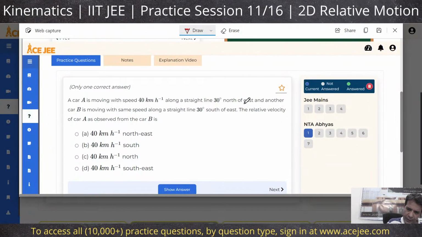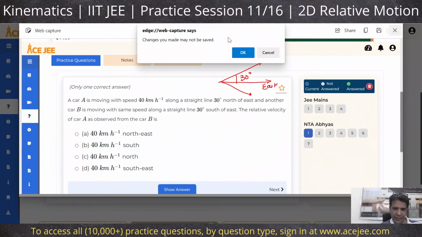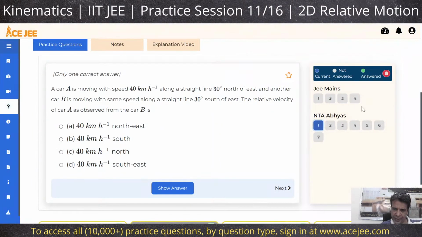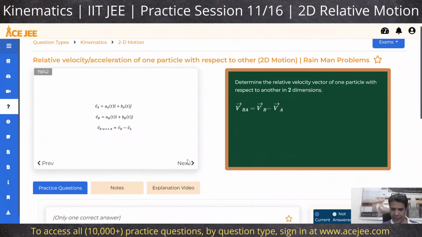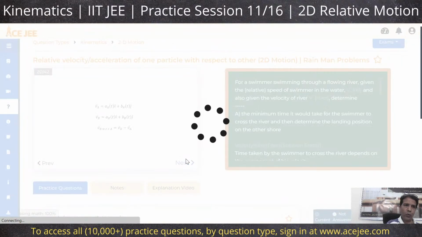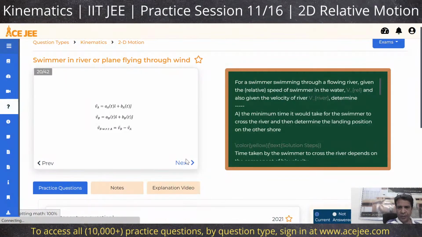So if this is the direction of travel, then this is 30 degrees north of east. The other one would be 30 degrees south of east. The relative velocity should be fairly simple and straightforward. Now let's go ahead and look at the next question type. I do want to finish that question type. We might go 5 to 10 minutes more, but it's important that we finish that.